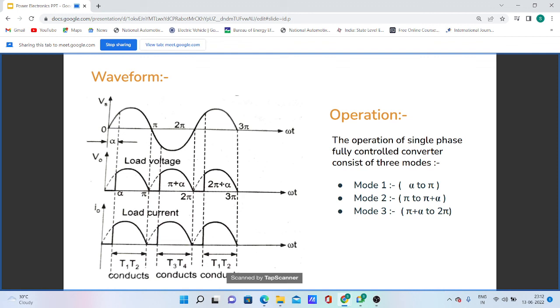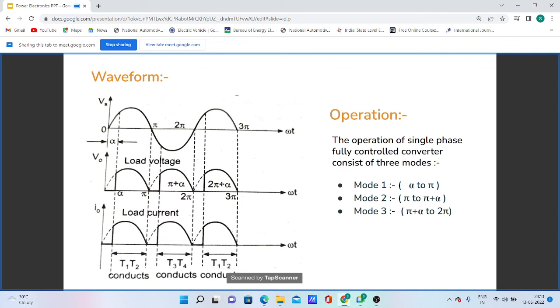At omega t equals 0 instant, the supply voltage goes through 0. After omega t equals 0, the supply goes towards positive, that is during positive half cycle of AC input voltage. Thyristors T1 and T2 are fired at omega t equals alpha. Thus the average output voltage is equal to the supply voltage, that is V0 equals Vs.